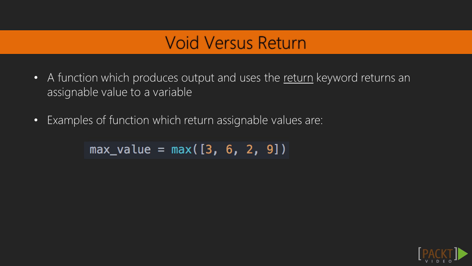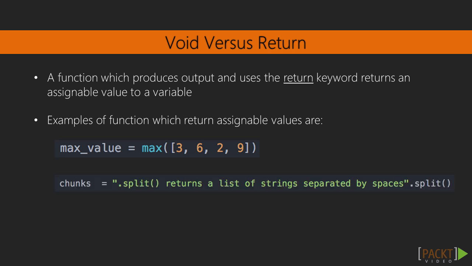Functions that return a value use the return keyword. If a function returns a value, it means you can assign a variable to the value of the function. For example, I have max value equals max of 3, 6, 2, 9. Well, max is a function which returns a value. It returns 9.